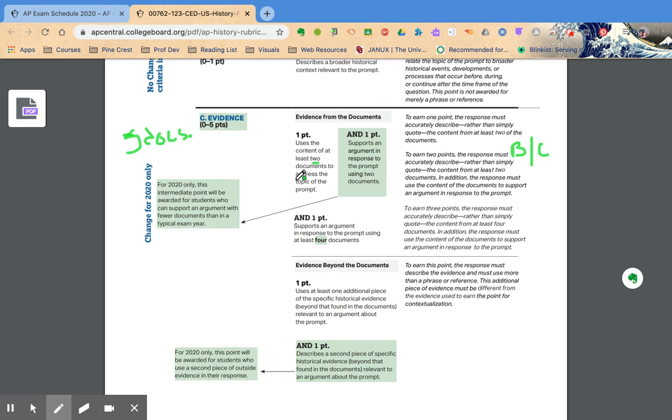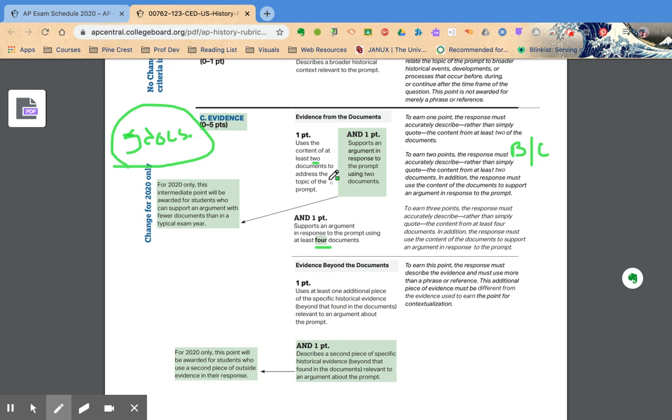And well, if you got 2 documents rather. Now the third point for this use of evidence is going to be you respond to the prompt using at least 4 documents. But like I said, you're going to use all 5. You're not going to just do 4 or play around with 2 or whatever. You're going to use all 5 in your analysis because that's going to not only give you a chance to get all those points, but if you misinterpret 1, you're still going to get all 3 points.